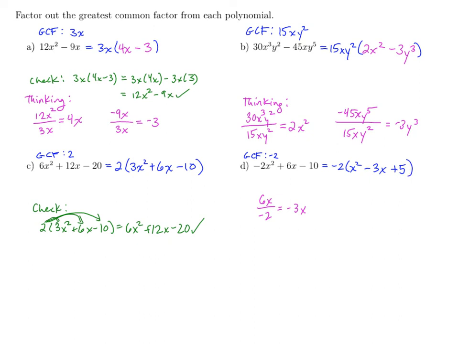And so checking, which we can do real quick, the main thing we want to check here is that we didn't flip any of the signs. So negative 2 times x squared minus 3x plus 5. When we distribute that negative 2 across, we'll get negative 2x squared plus 6x minus 10, which is what we wanted.